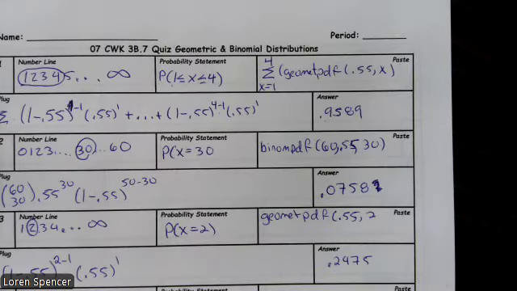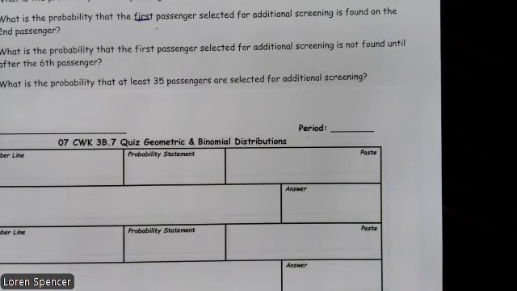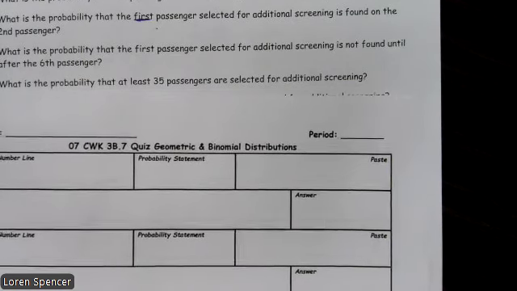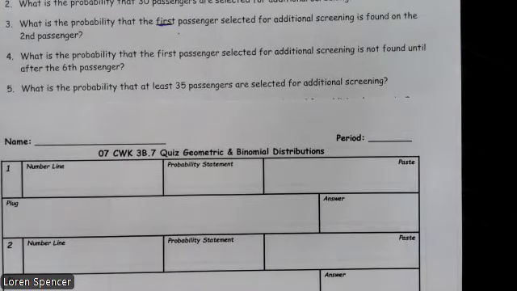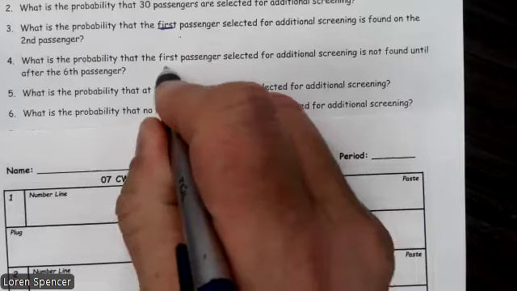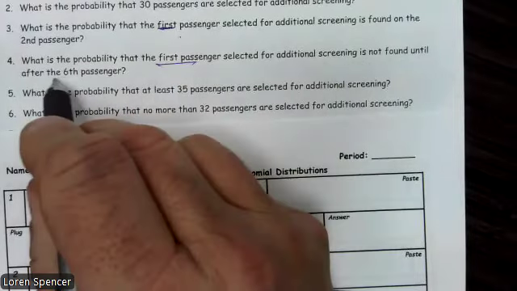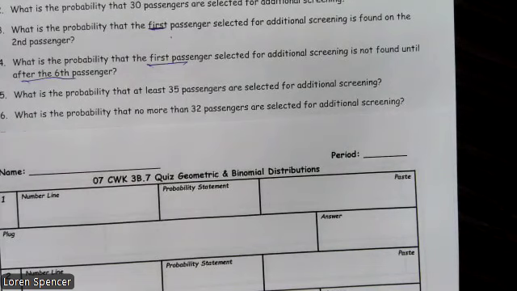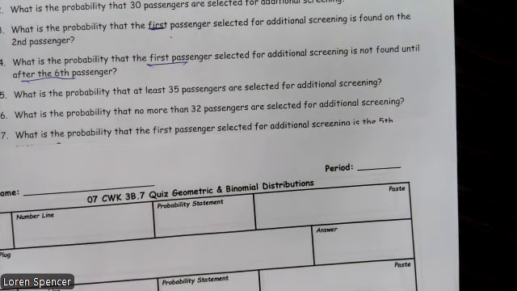All right, moving on, looking at number 4. Number 4, what is the probability that the first passenger selected for additional screening is not found until after the 6th? So our key word there is first, but we're looking for after the 6th. So as soon as I finish folding this piece of paper, we'll get to it. There we go.